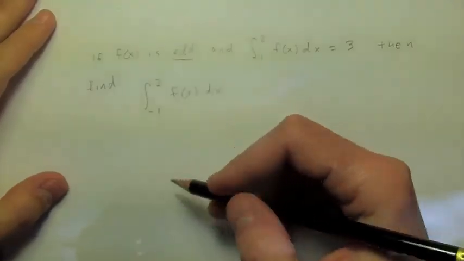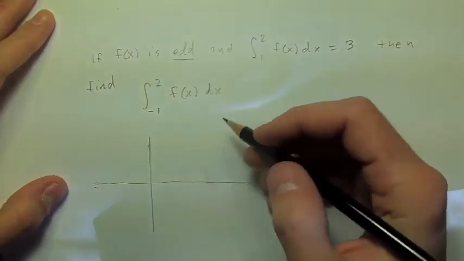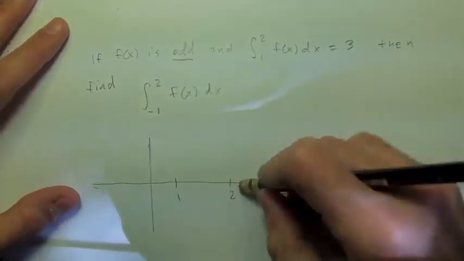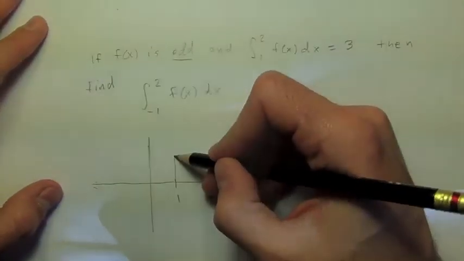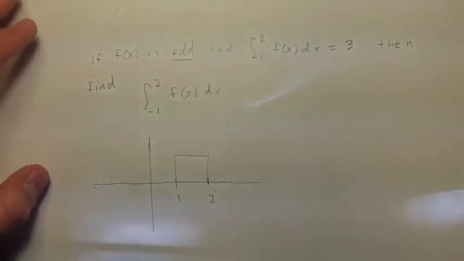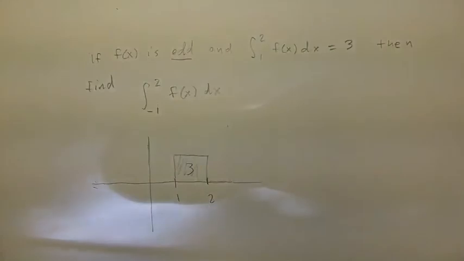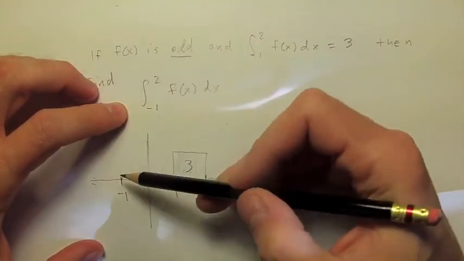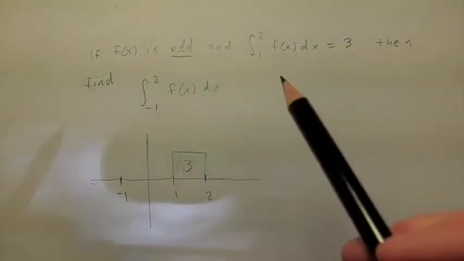Well, if we go to a graph, okay, let's just consider a graph. It doesn't really matter what it looks like. The piece I know is the integral from 1 to 2. Okay, so let's say it's, I don't know, this rectangle right here, and I know that that's 3. Now I don't know if that's what this really looks like. It doesn't matter, I just need a graphical representation. Now I want the integral from negative 1 to 2. Okay, now the only thing I know about this is that it's odd.